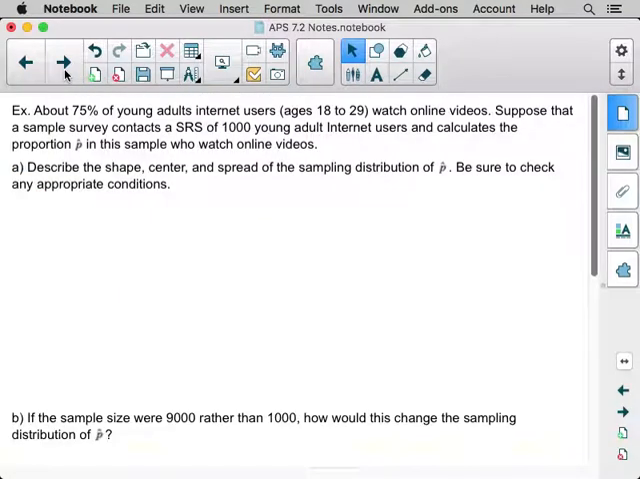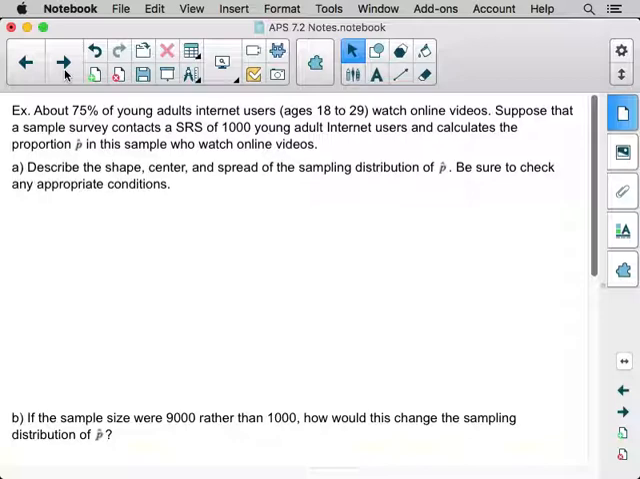Well, let's take some time. Let's move on to talk about ones that actually are. Okay, so we can actually continue doing the math, work through everything that we need to. So the next example, let's say about 75% of young adult internet users watch online videos. Suppose that a sample survey contacts 1,000 young adult internet users and calculates the proportion p hat in the sample who watch online videos. Describe the shape, center, and spread of the sampling distribution in p hat. Be sure to check any appropriate conditions.